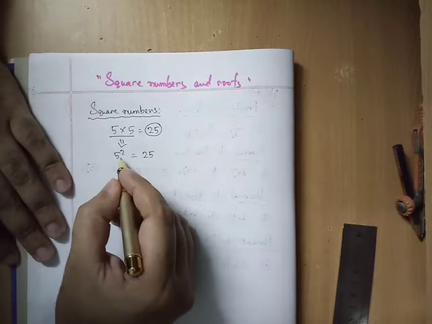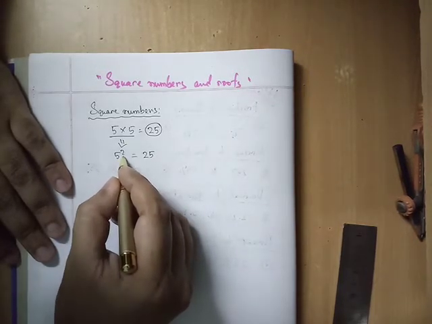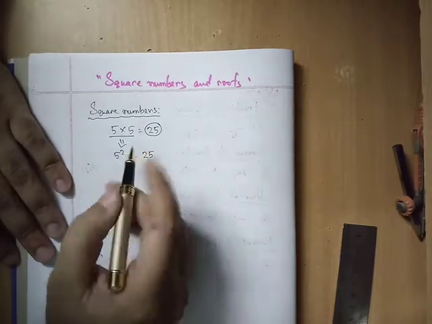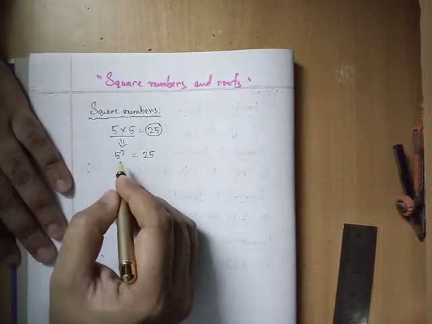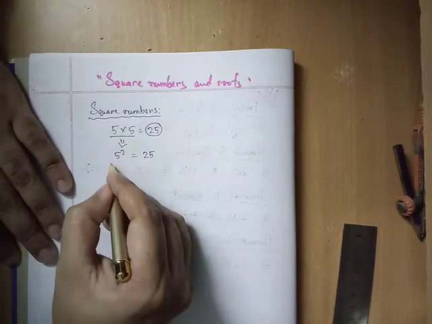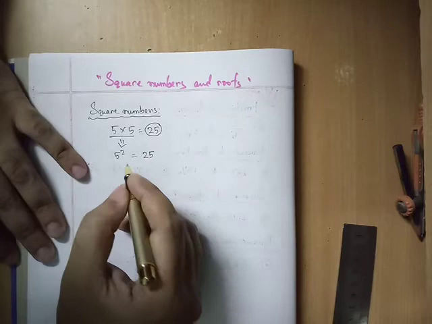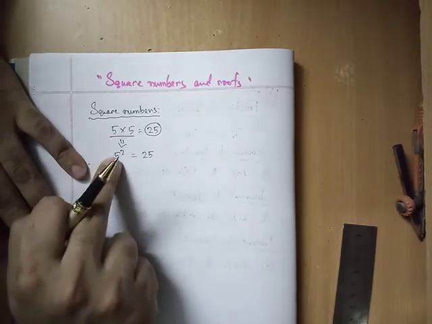It is written in the superscript in a way that 5 square means 5 multiplied 2 times, right? So if there were 5 to the power 3 or 5 cube, 5 would have been multiplied 3 times. So according to the power, this base will be multiplied that many times. Any repetitive multiplication can be written like this.